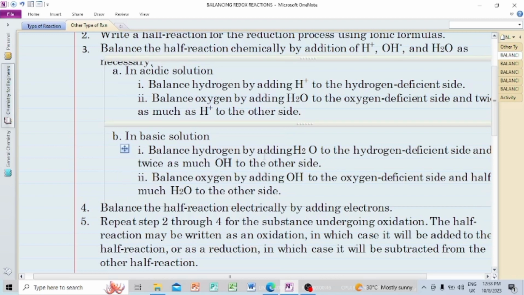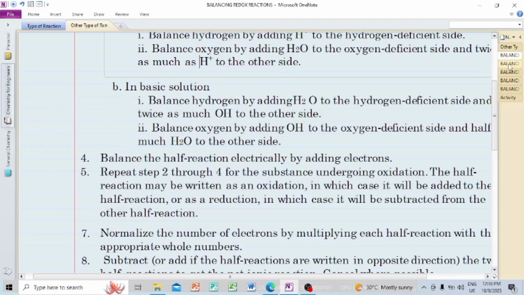So, when we add water, let's say on the reactant side, we also add hydroxide ion on the product side. We need to remember that we cannot add water and hydroxide ion on both sides. So, it should be on opposite sides.